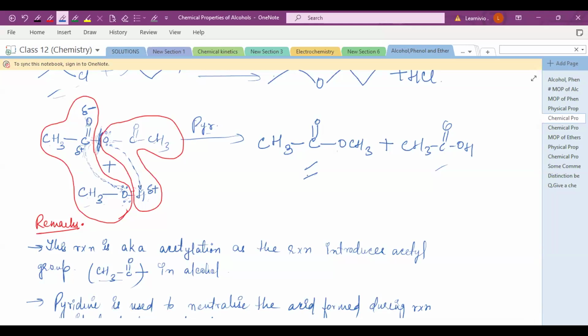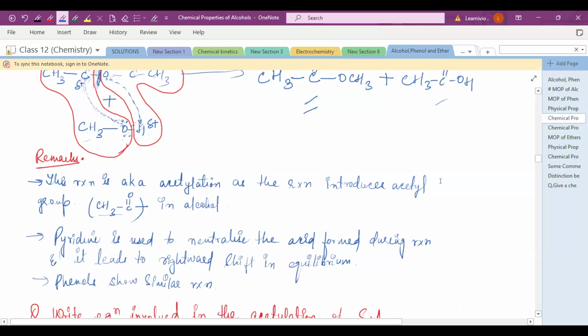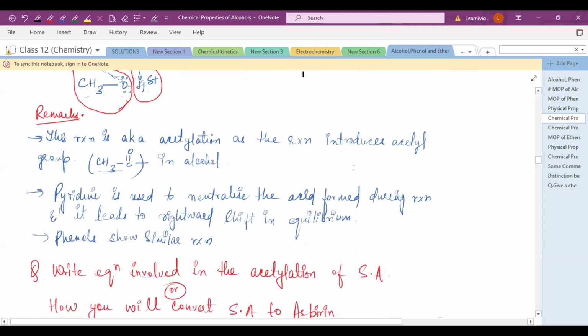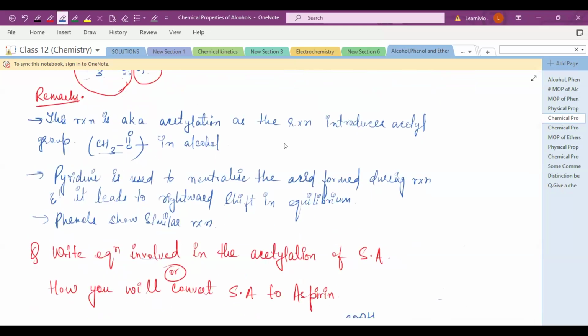Okay, next thing. So remarks. This reaction is also known as acetylation reaction, because you are using the acetyl group, either acetyl chloride or acetic anhydride. This reaction is known as acetylation as the reaction introduces acetyl group. Due to this reaction, it introduces the CH3CO group in alcohol. The CH3CO group is known as acetyl group. That's why this reaction is known as acetylation.